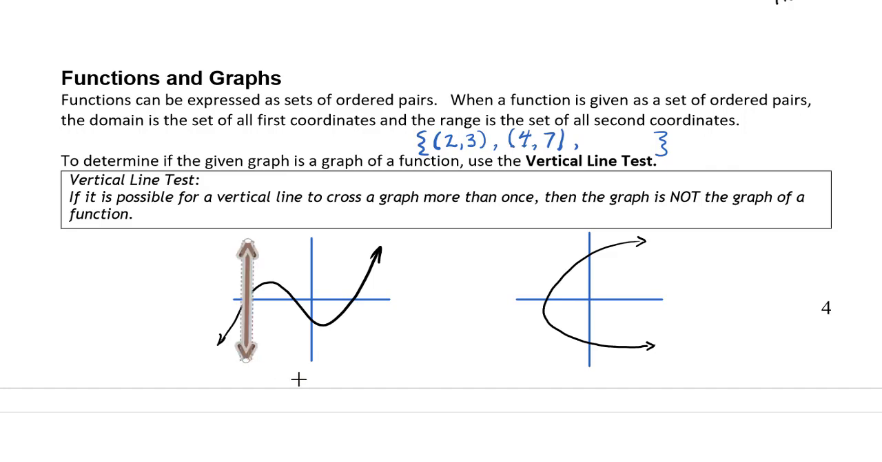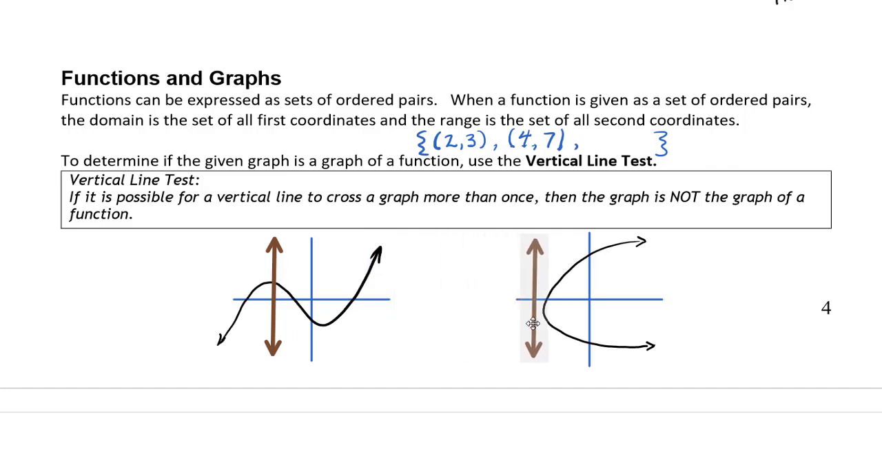So this is going to be my vertical line, and I'm just going to drag this vertical line along the first graph I made. Notice that no matter where I drag it, it only ever touches the graph in one place at any given time.